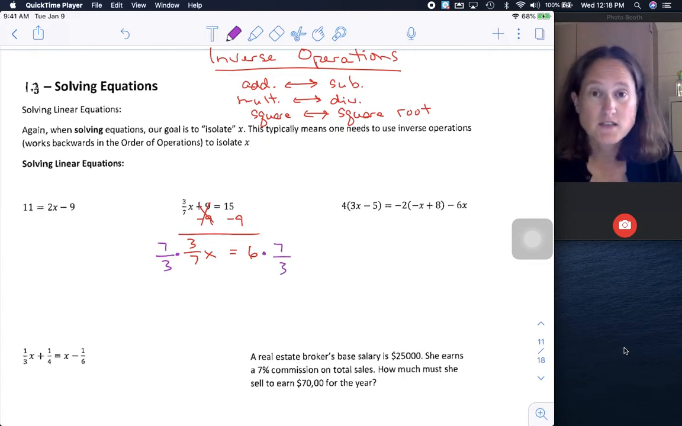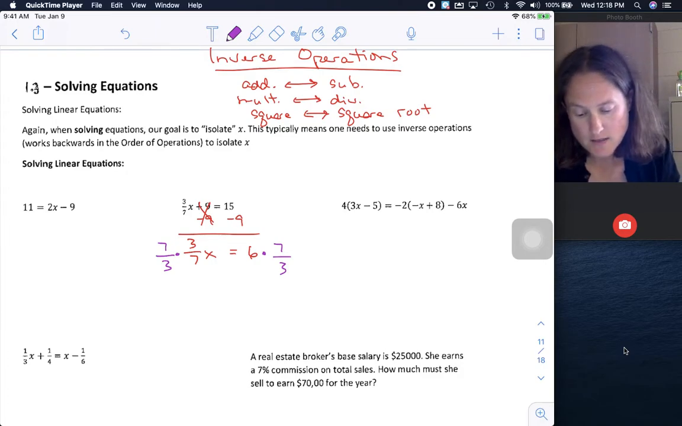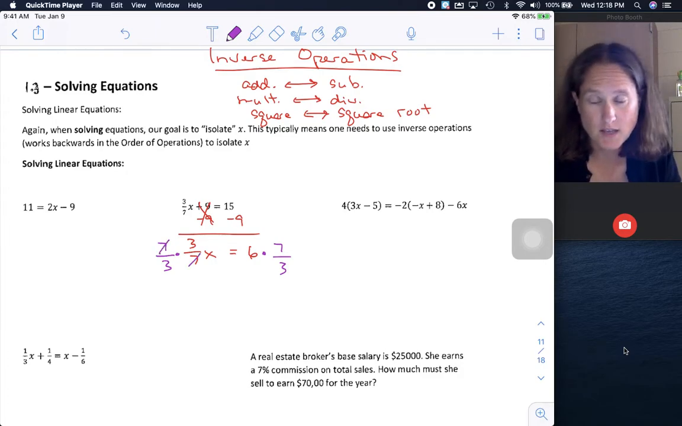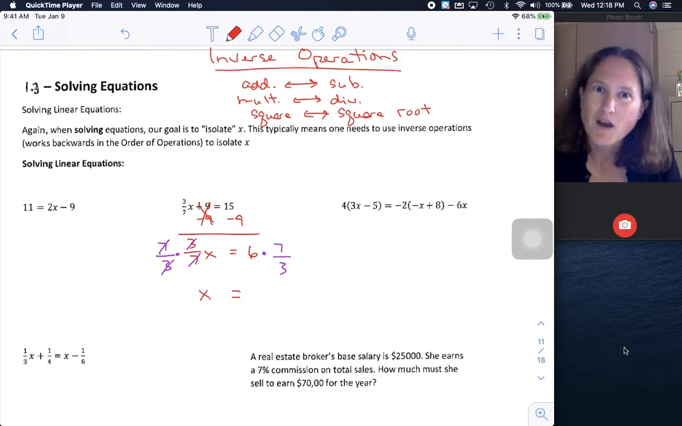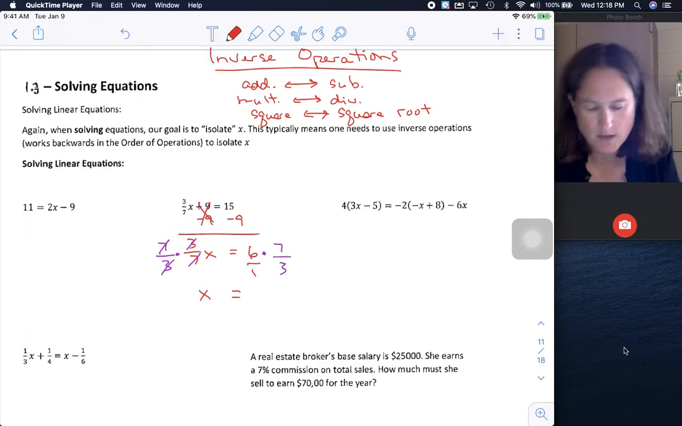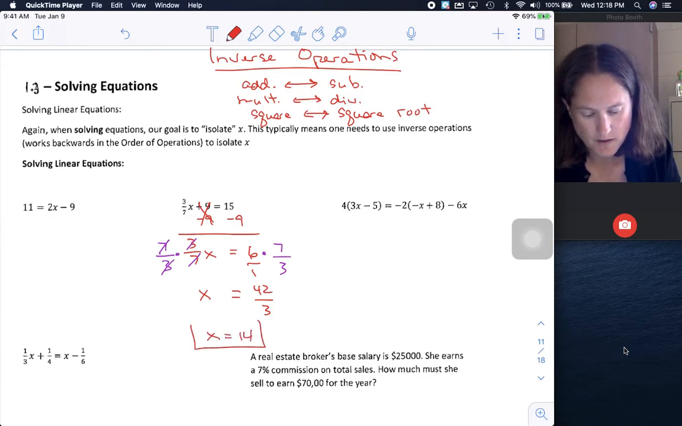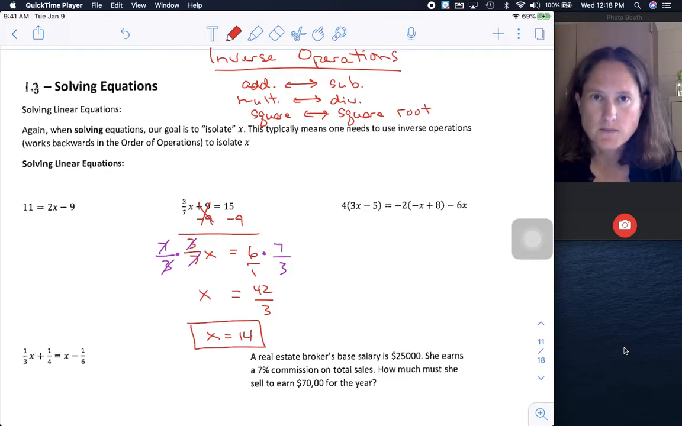By doing that, what ends up happening is the 7 that I multiply and divide with cancel out. Same thing with the 3's. They cancel out. So I'm left with just x, and that is equal to, now I have to just remember how to multiply fractions. Good news is you don't have to do a lot. You just put that 6 over 1, because that's any whole number, and then multiply straight across. So this becomes 42 over 3. And if you need to, get your calculator, but otherwise 42 divided by 3 turns out to be 14. So that's one way to work with fractions, okay?